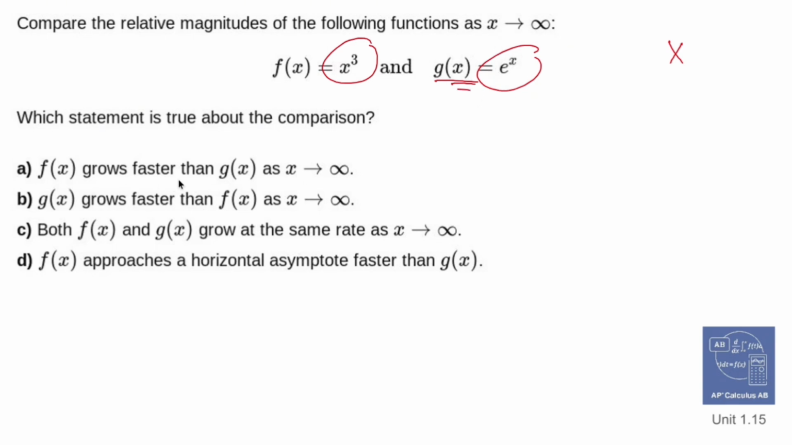So f of x grows faster than g of x as x approaches infinity? No. g of x grows faster than f of x as x approaches infinity? Yup. Both of them grow at the same rate? Nope. f of x approaches a horizontal asymptote? Nah, I'm not even going to bother. Since this is exponential to the x, that's going to grow at an exponential rate. That is cubic, not nearly as fast as g.